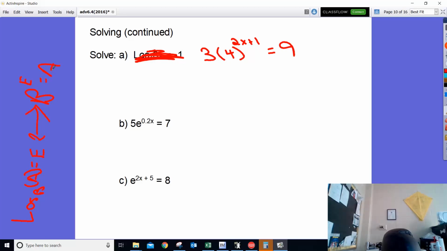And log is base. Now I want you to notice something about that base on the right-hand side of the equation. The base with an exponent is all alone, isn't it? Is there anything in front of that base with an exponent? That's a big deal. The base has to be isolated. Now isolate the base.